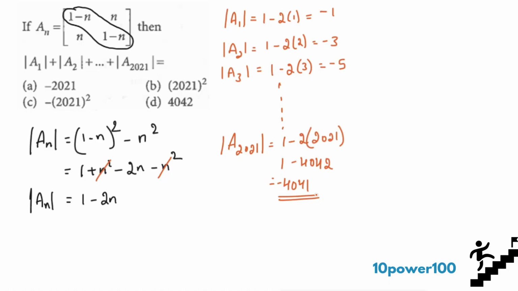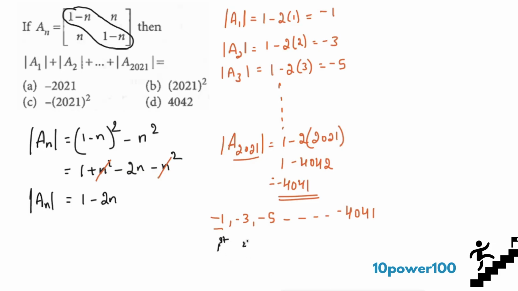Okay, so these are the values that we got. Now if I write this in a series, we get minus 1, comma minus 3, comma minus 5, and so on. The last value is minus 4041. Now if you see, the first value is minus 3.